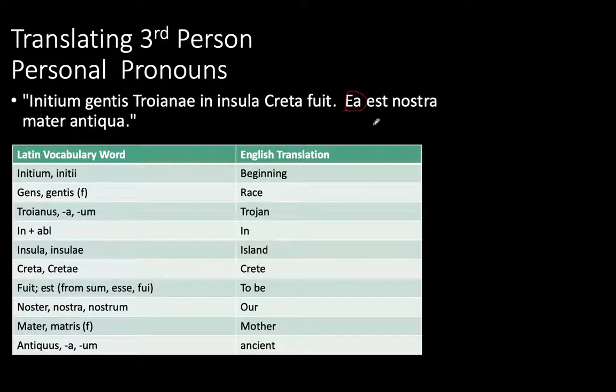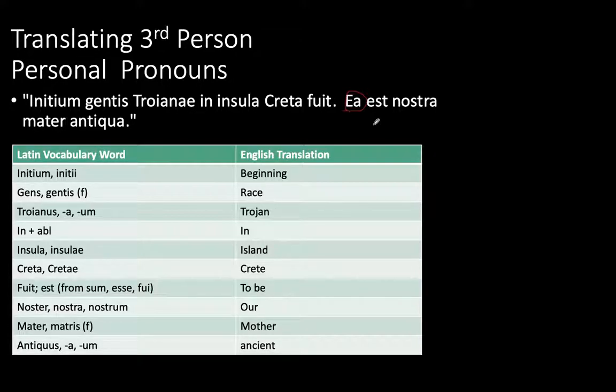Let's begin by making sure we know what the first sentence says. Initium gentes Troianae, the beginning of the Trojan race, in insula Creta fuit, fuit on the island Crete.